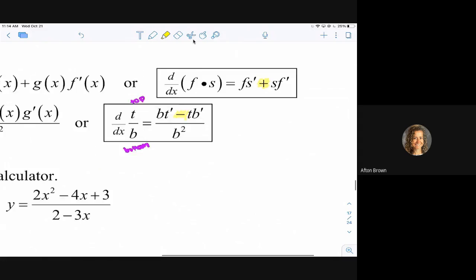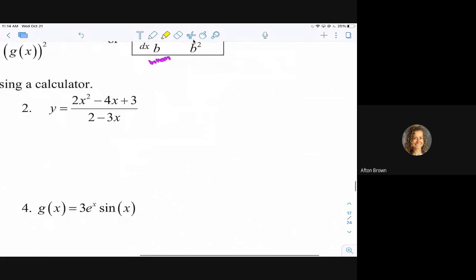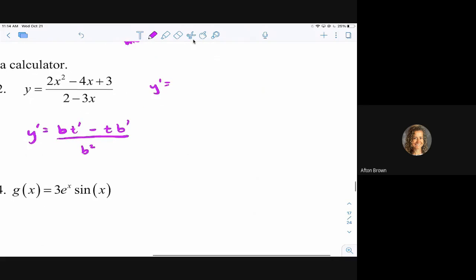So again, my recommendation as you do these questions, just be writing it out. So I'm going to write it out. So y prime, the rule is bottom times the derivative of the top minus the top times the derivative of the bottom, all over the bottom squared. So now I'll just plug stuff in. So B, I need the bottom. Keep it in parentheses. The bottom is 2 minus 3x.